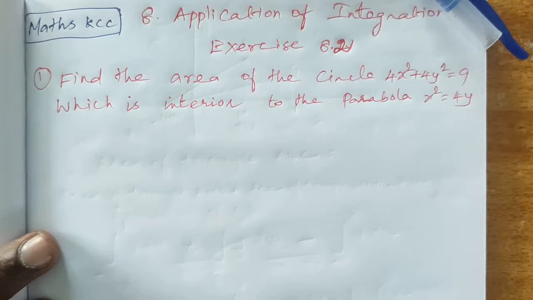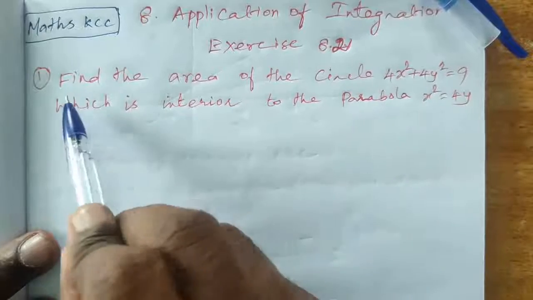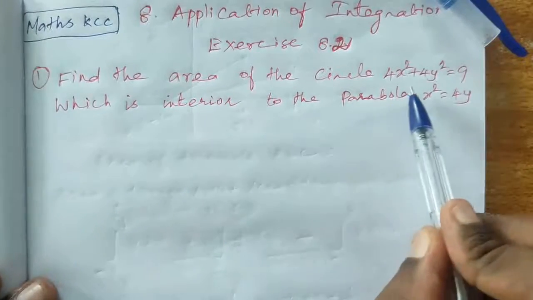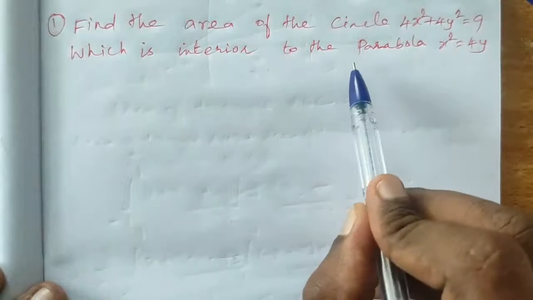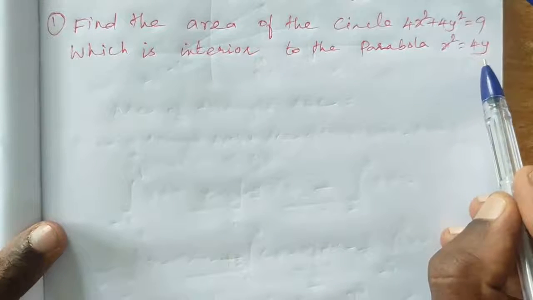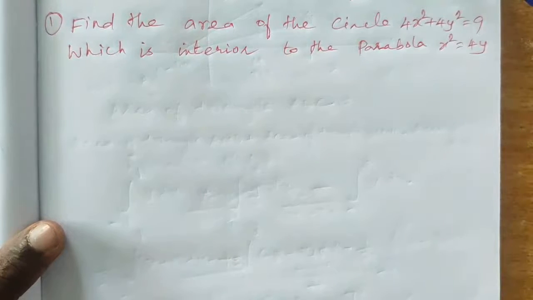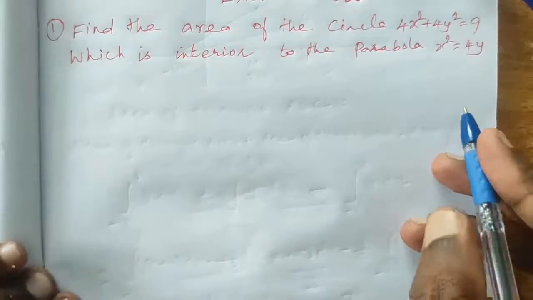We can know solutions of some problems in area of two curves in application of integration, CBSE NCERT syllabus. Exercise 8.2, first sum: find the area of the circle 4x square plus 4y square is equal to 9, which is interior to the parabola x square is equal to 4y. So 4x square plus 4y square is equal to 9 is the given circle.